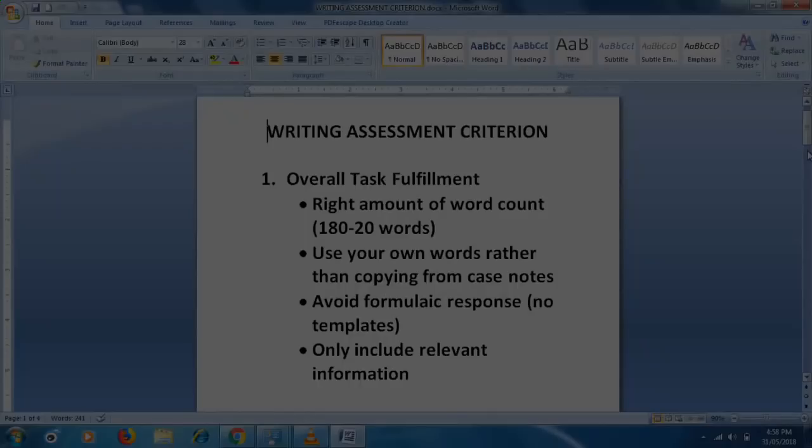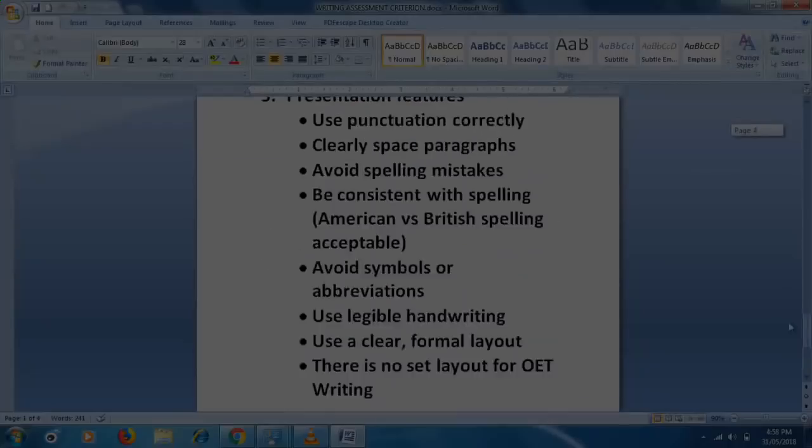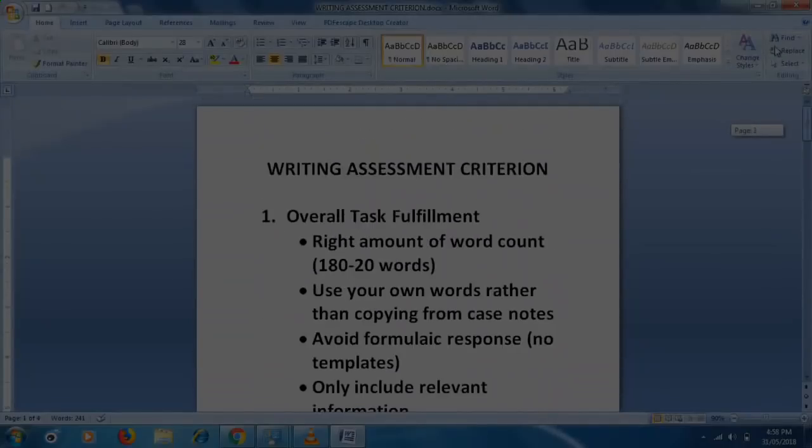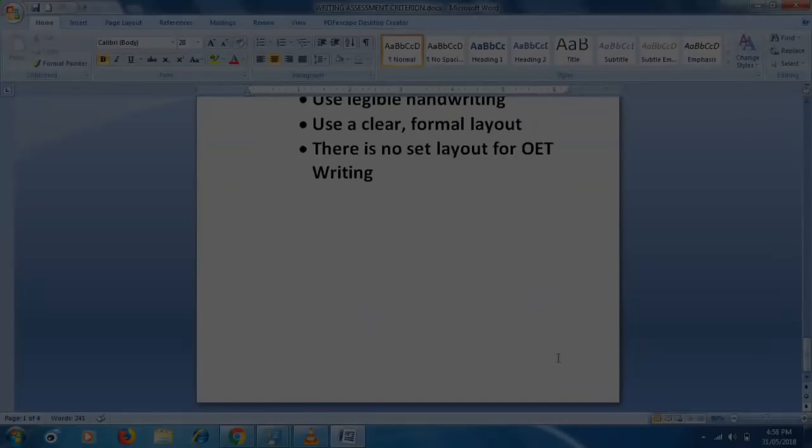Okay, I'm going to discuss the writing assessment criteria with you. These specifics are important to understand your strengths and weaknesses when you're writing your letter. So the OET assessment criteria has 5 parameters, and all of them have 20% of the weightage to the total score. They're marked from 0 to 6.